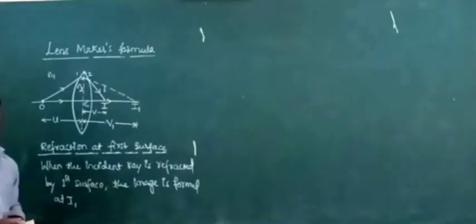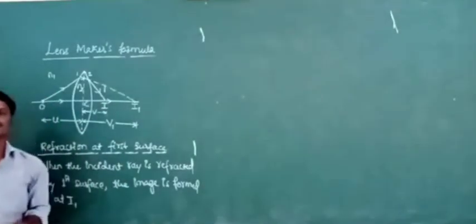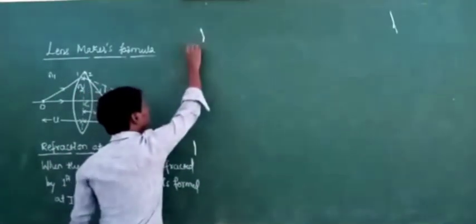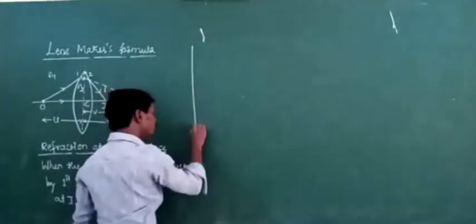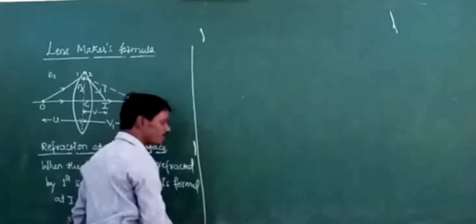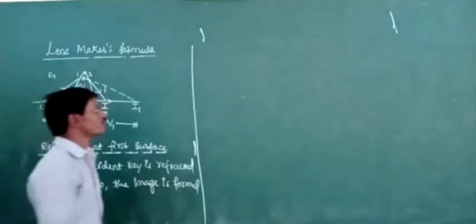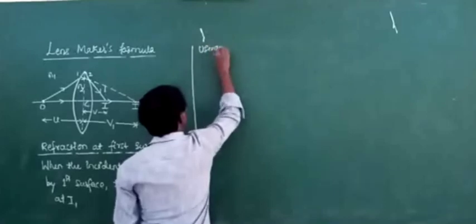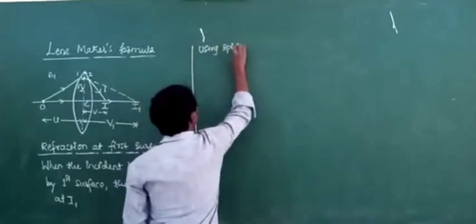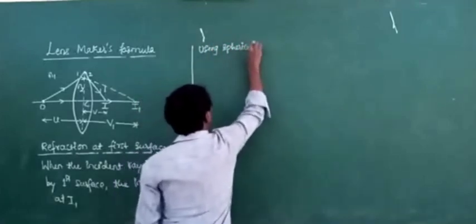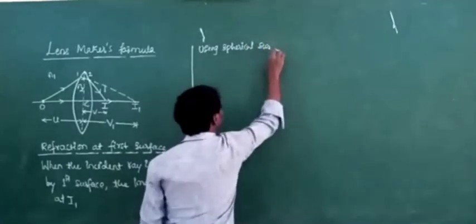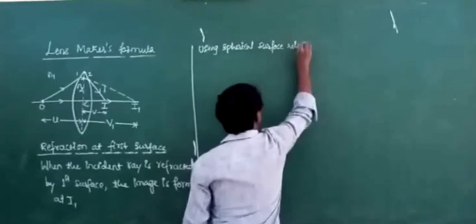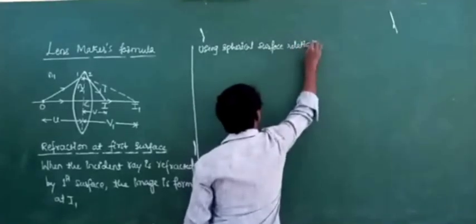Then by using the spherical surface relation. What is the spherical surface relation? That is N2 by V minus N1 by U is equal to N2 minus N1 by R. Okay. So using the spherical surface relation, we are going to discuss the refraction at the first surface.